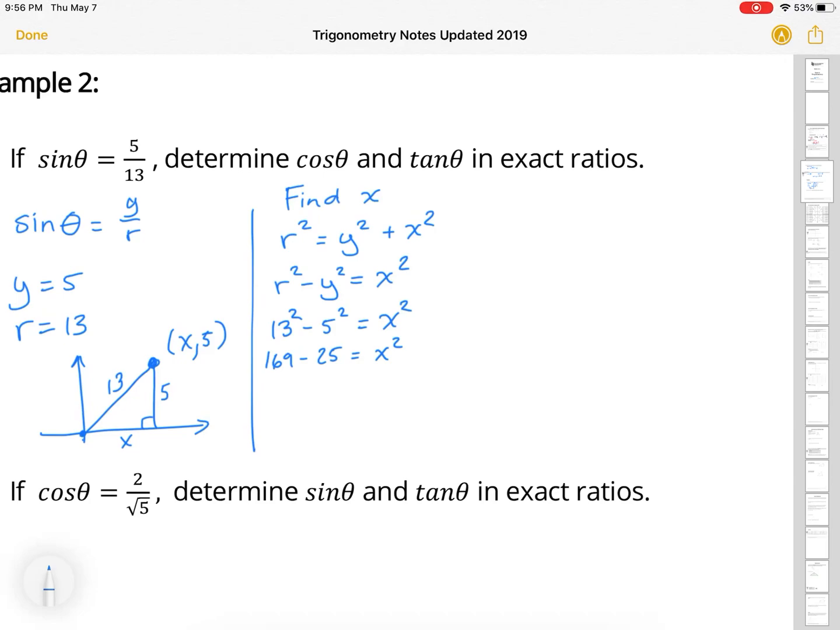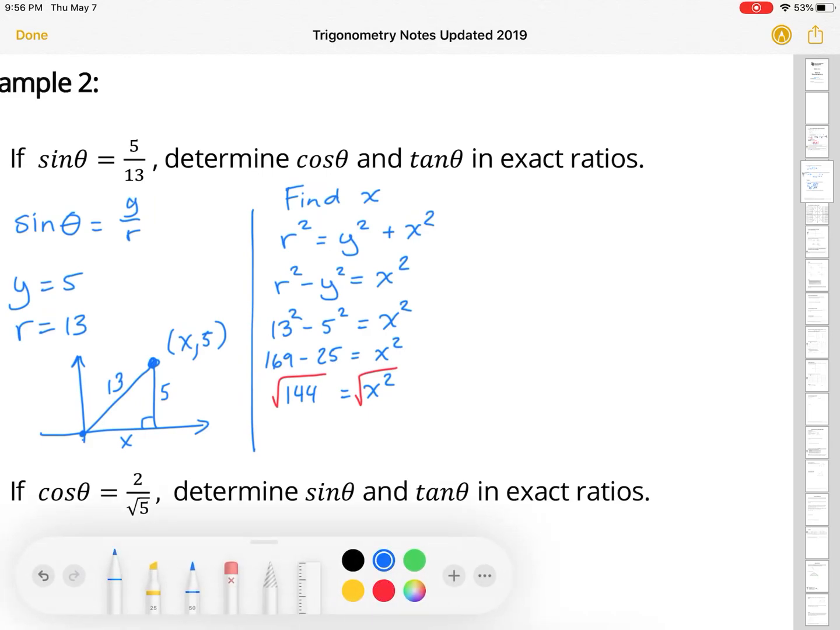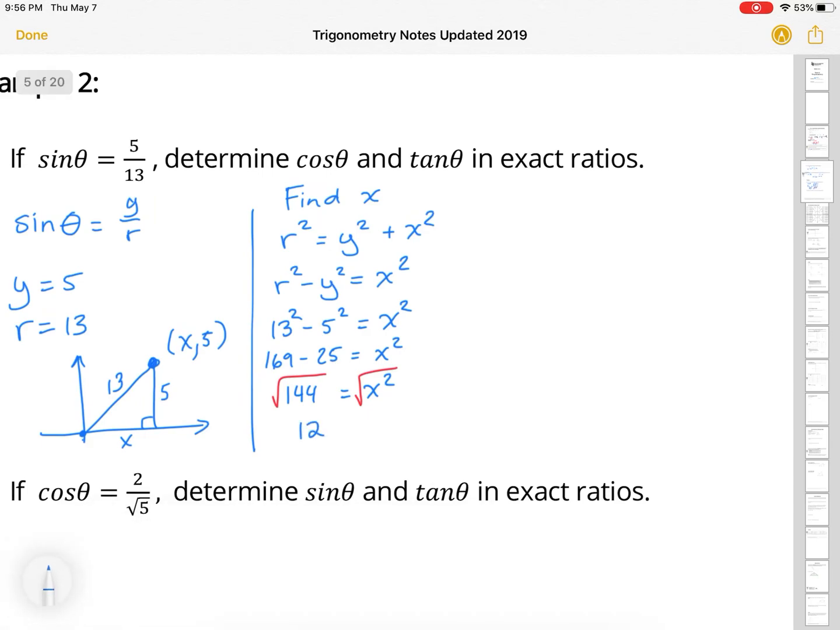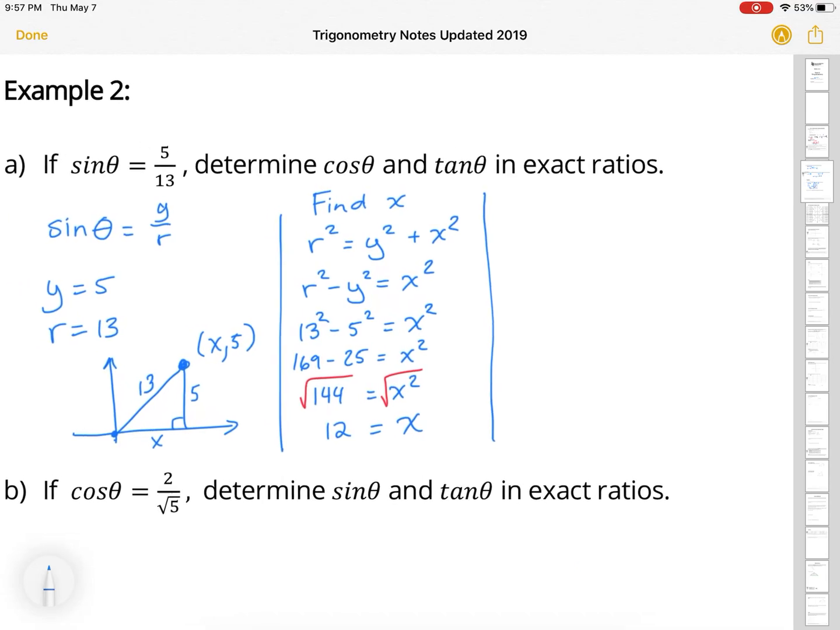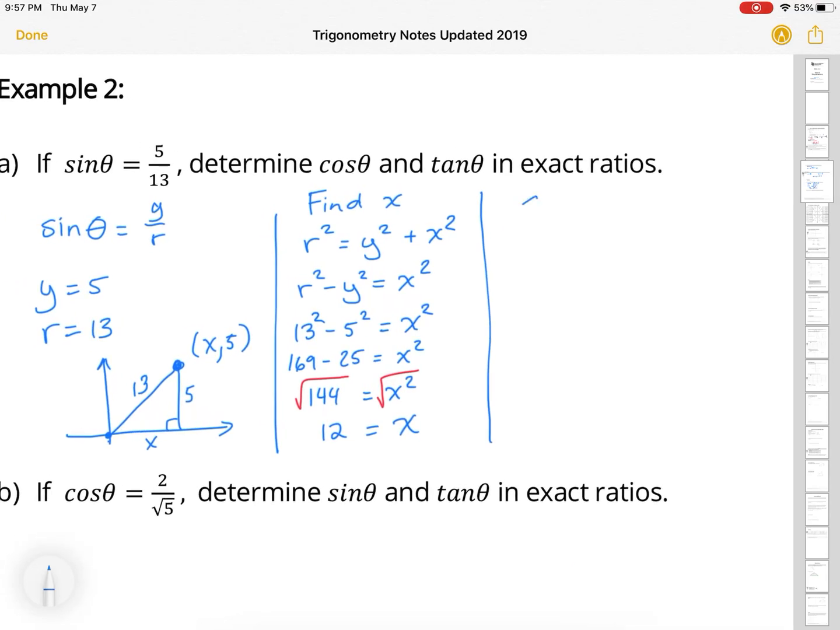13 squared is 169 minus 5 squared, which is 25, equals x squared. So 169 minus 25, well, that conveniently equals 144, which is equal to x squared. So if I take the square root of both sides, the square root of 144 is 12. So 12 is equal to x. So I've got a lot of information there.